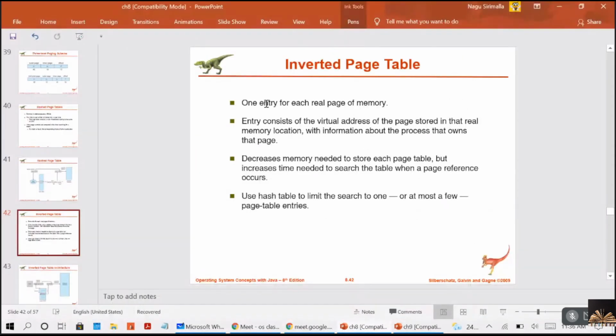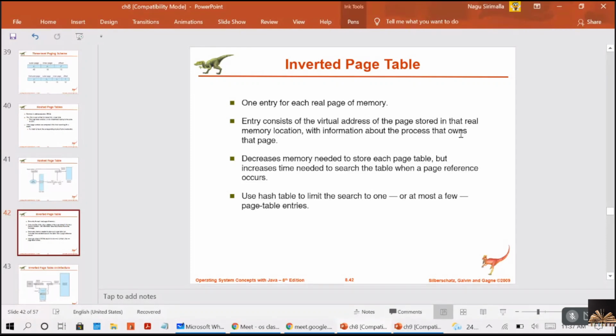You will have only one entry for each real page in the memory. So memory lo unna prati page ki oke oka entry untundi, right? An entry consisting of the virtual address of the page stored in the real memory, with information about the process that owns that page. A page a process ki belong ayyundi, right? That information we will be having. So with this, it decreases the memory needed to store each page table.